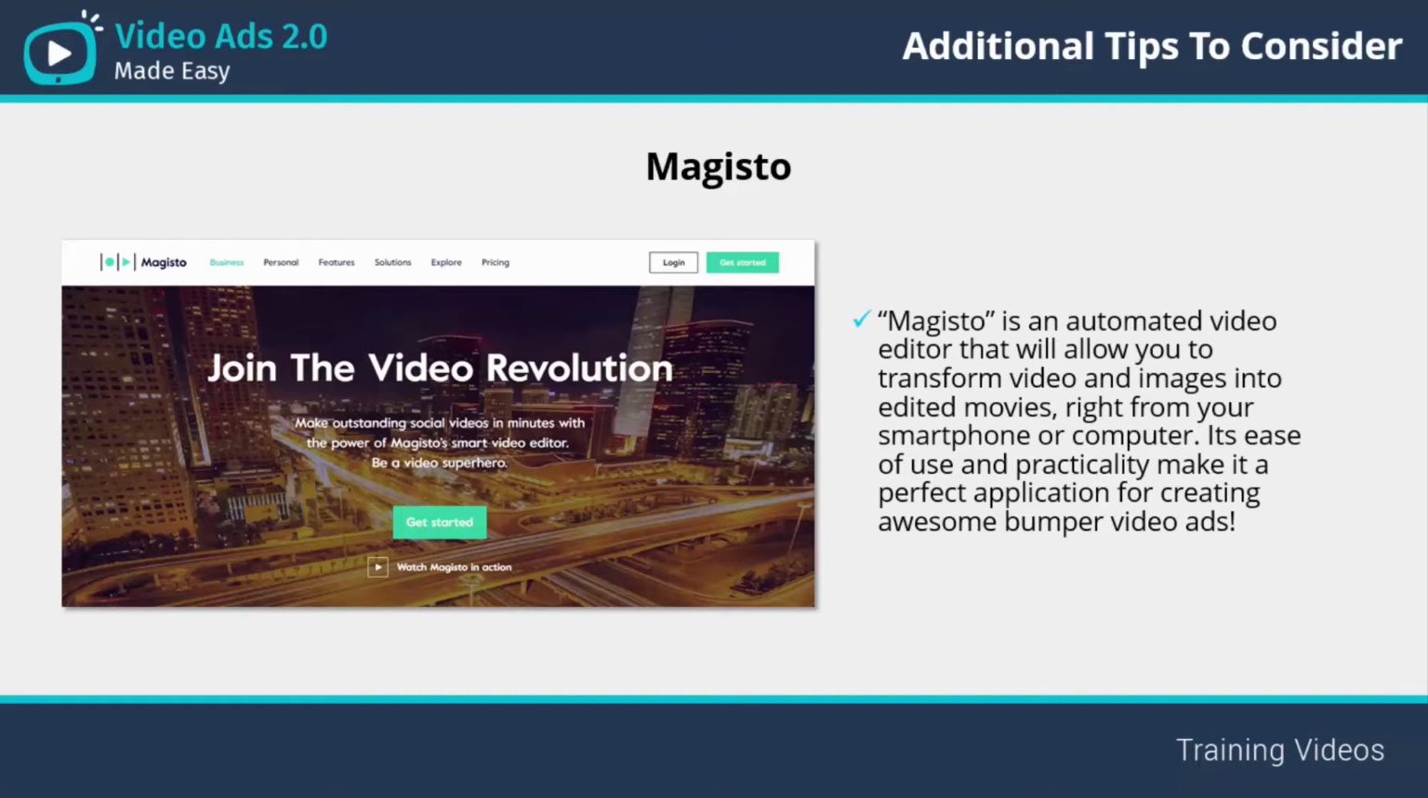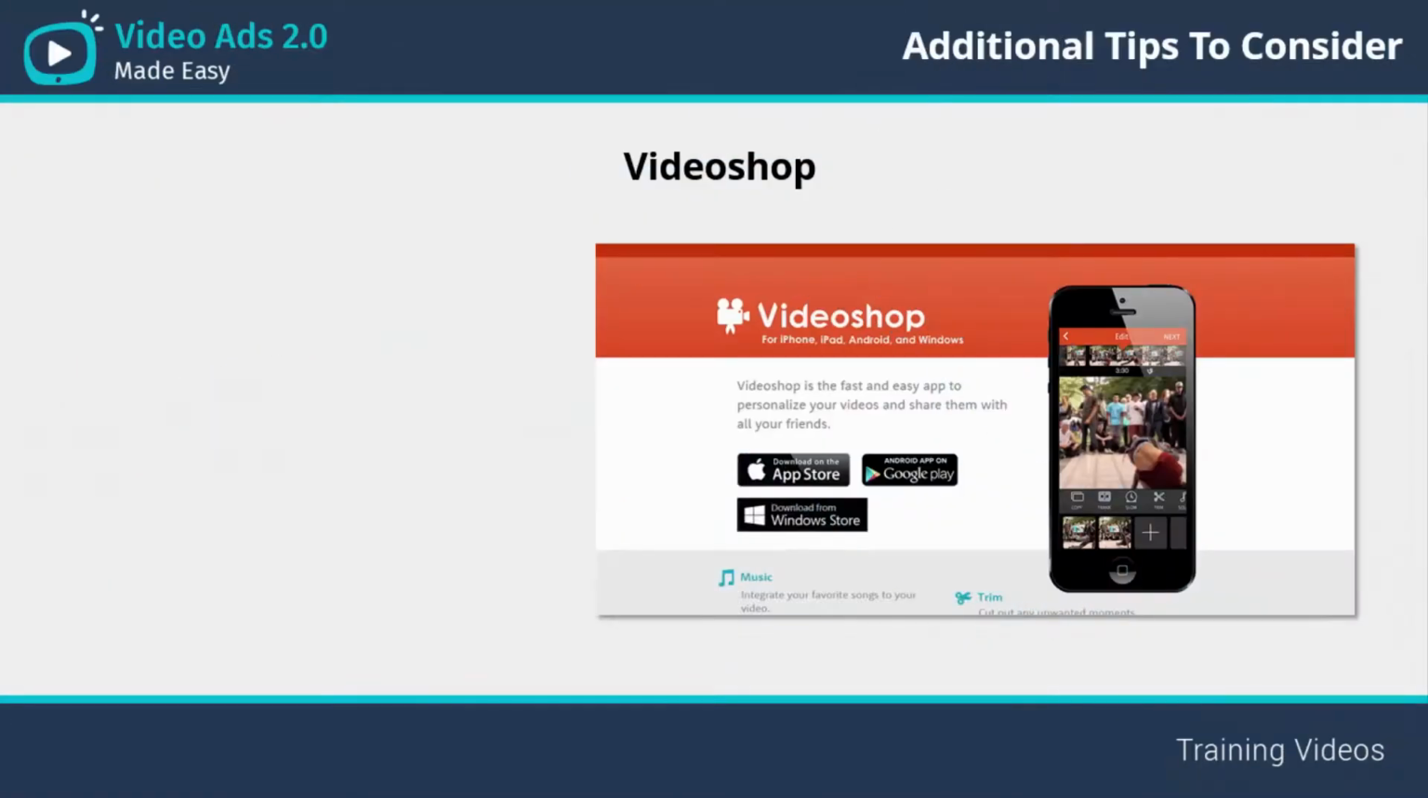Magisto. Magisto is an automated video editor that will allow you to transform video and images into edited movies right from your smartphone or computer. Its ease of use and practicality make it a perfect application for creating awesome bumper video ads.